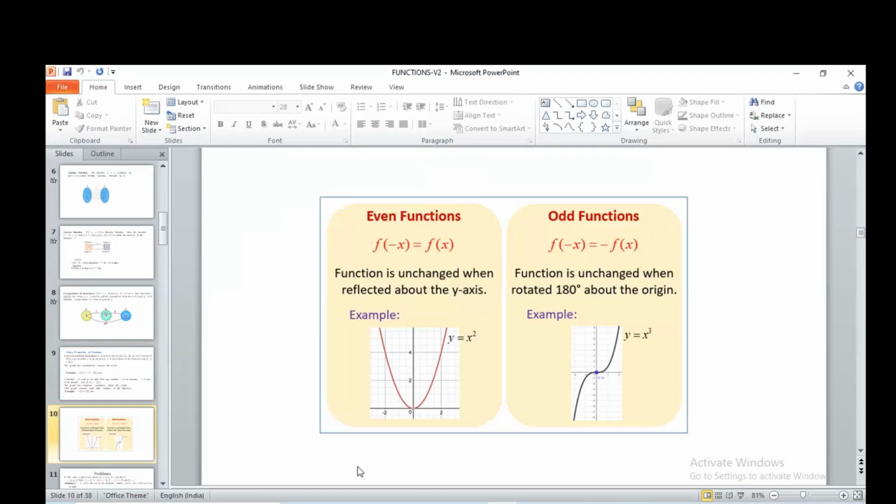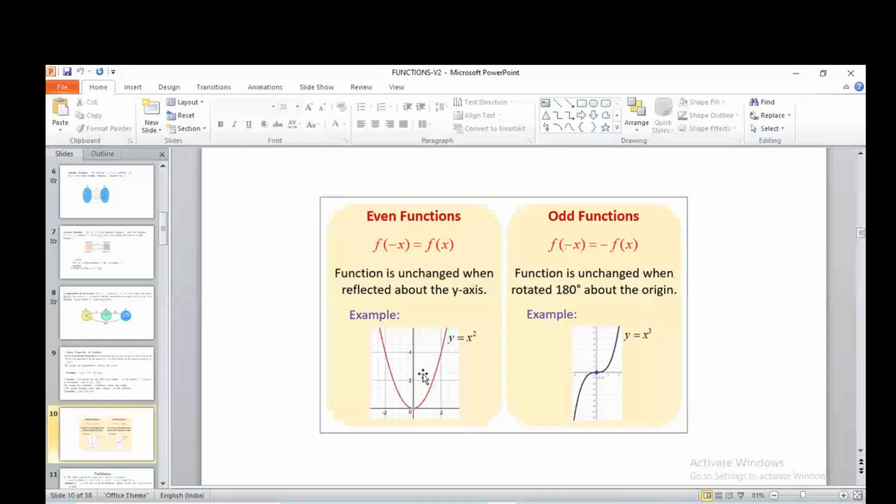See here, even function: the function is unchanged when reflected about the y-axis. Here the function is reflected, and here also we have the same curve. It is reflected in the y-axis, the same as it is.